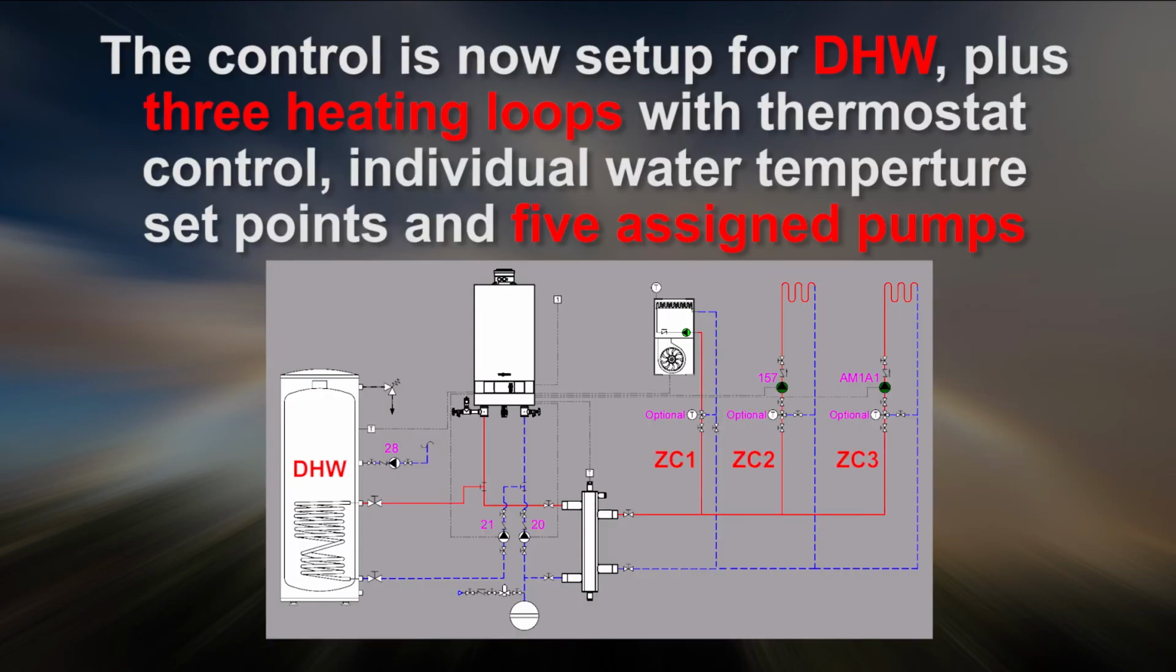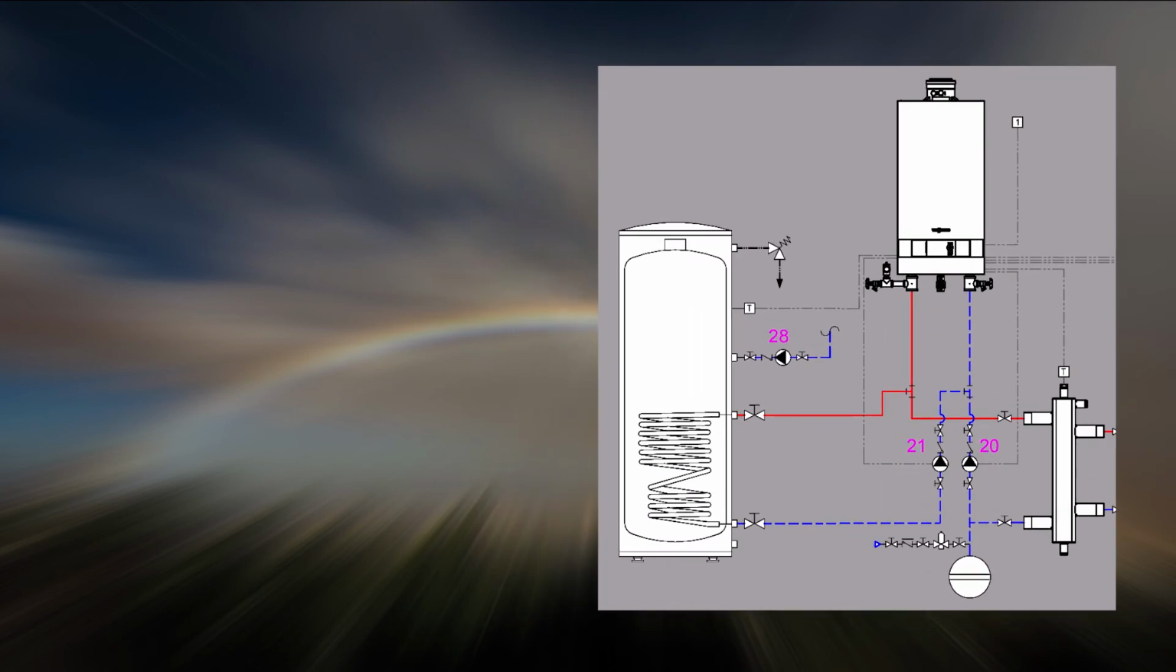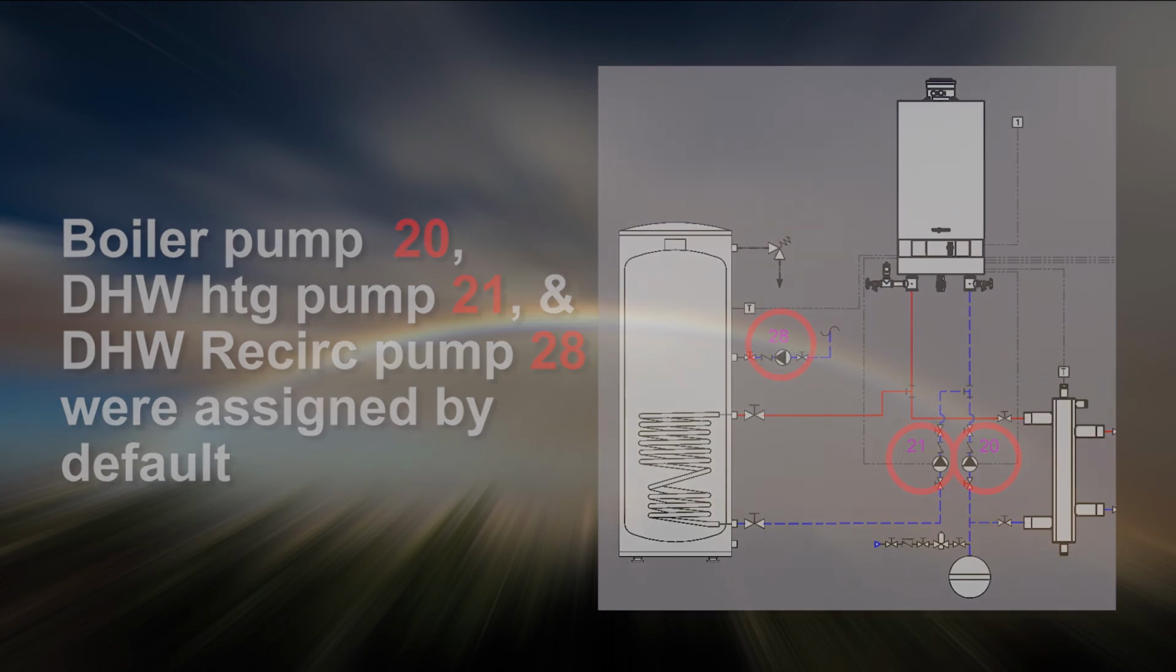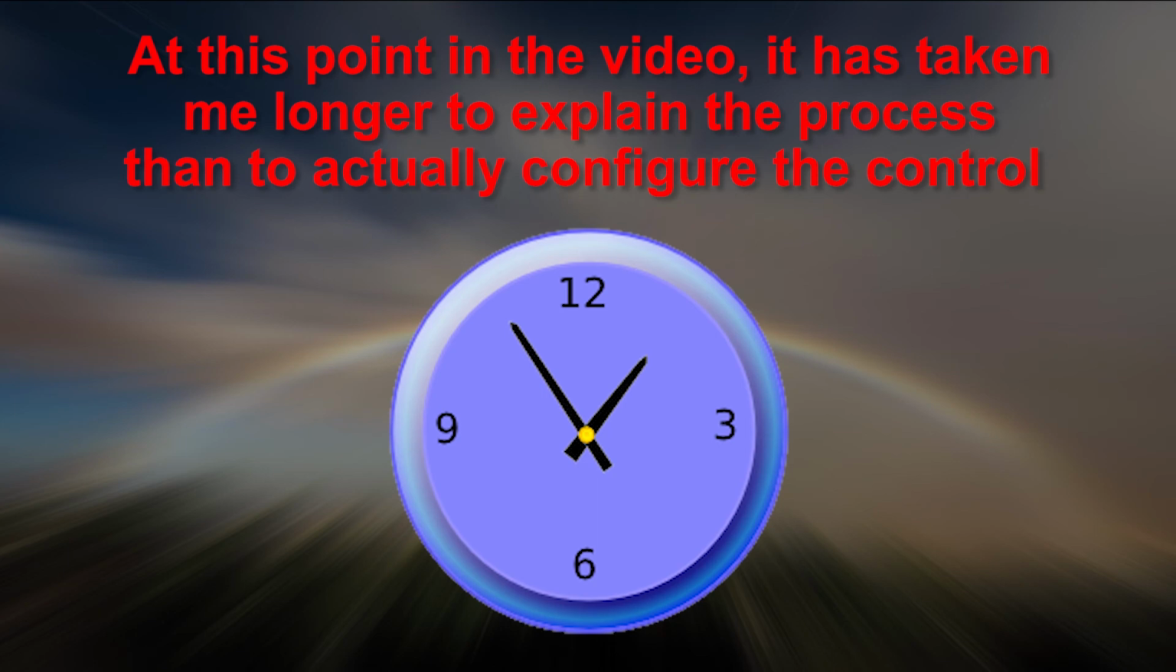The control is now set up for DHW plus 3 heating loops with thermostatic control, individual water set points, and 5 assigned pumps. Boiler Pump 20, DHW Heating Pump 21, and the DHW Recirc Pump 28 were assigned by default. At this point in the video, it is taking me longer to explain the process than to actually configure the control.